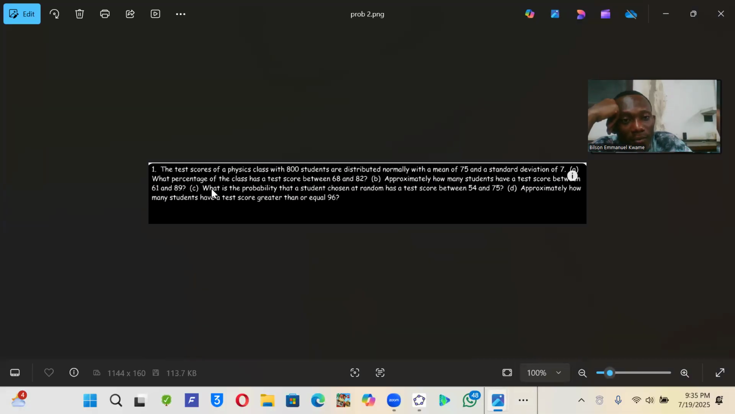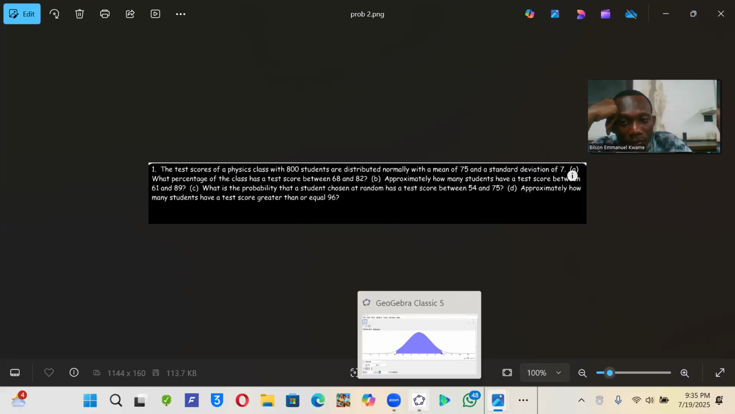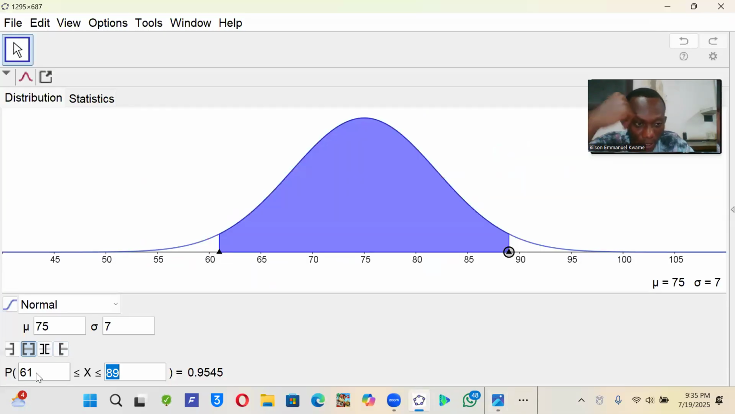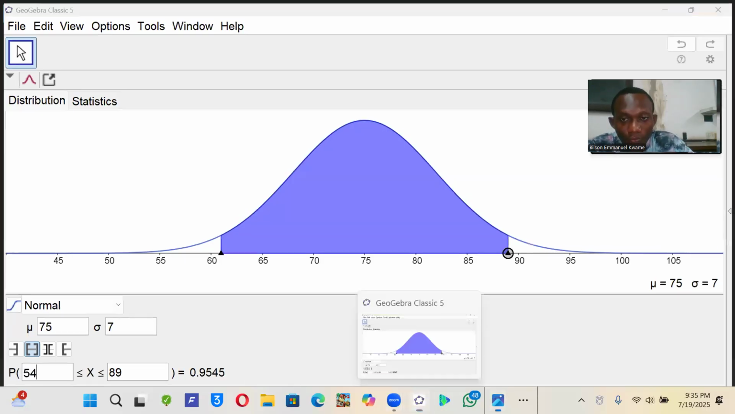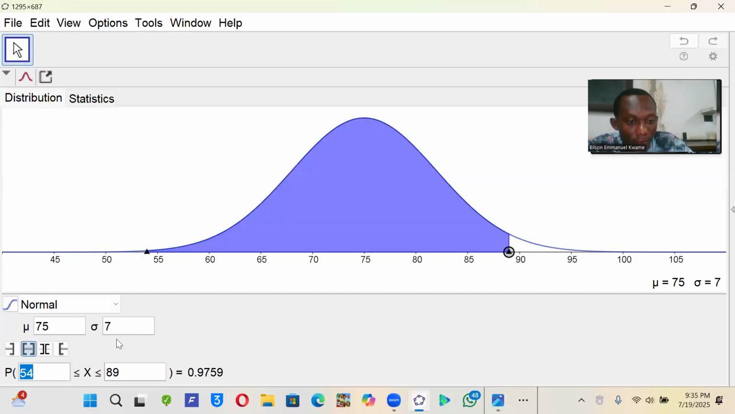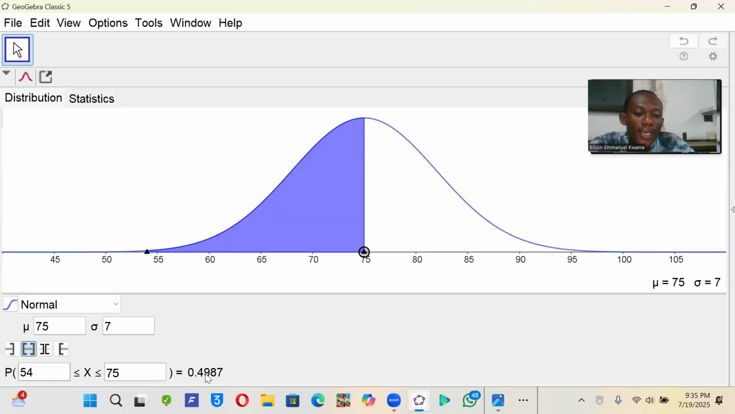Then the question says, what is the probability that a student chosen at random has a test score between 54 and 75, right? So all that we have to do is we come to our GeoGebra app. The question is demanding us to do 54 to 75. When we key in this, the probability is 0.4987. That is the probability of somebody getting a mark between 54 and 75.